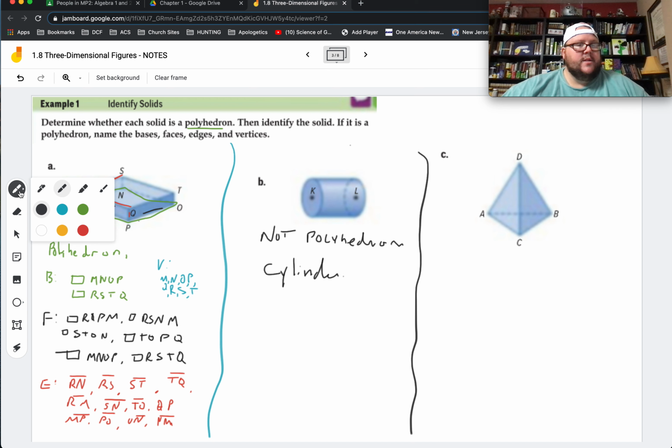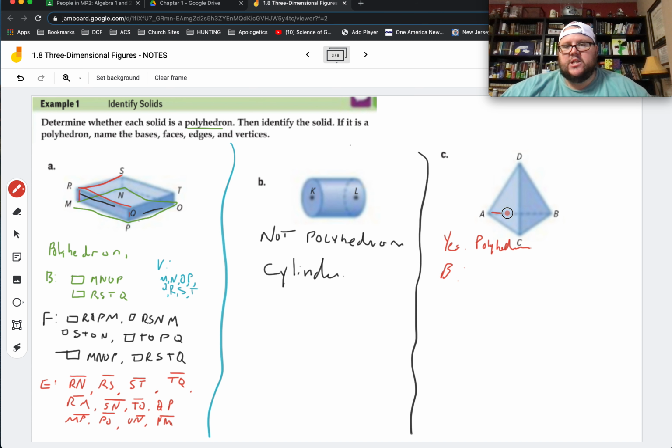This next one, you'll notice it's a pyramid. And we know that pyramids are, so yes, polyhedron. And we're going to name our bases. In this case, there's only one base, and it's triangle ABC. So triangle ABC is our base. And then we're going to name our faces.